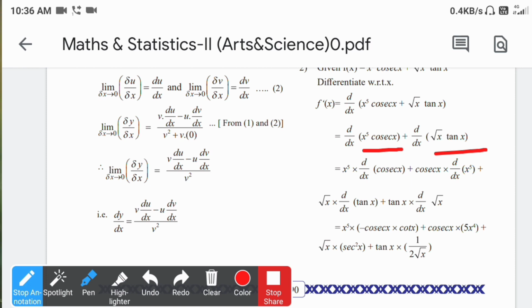Now next step, we cannot put derivative of x raised to 5 into derivative of cosec x. For this purpose we need to use the UV rule of multiplication. So how will you use that? So here you can see that.